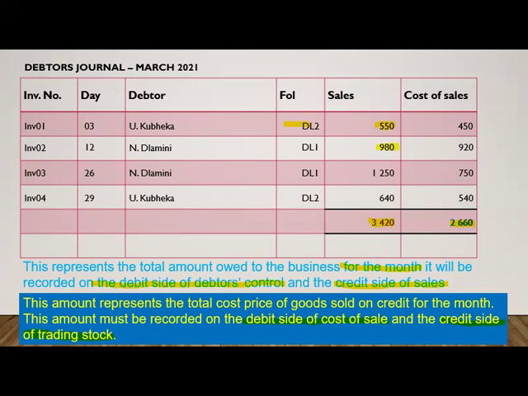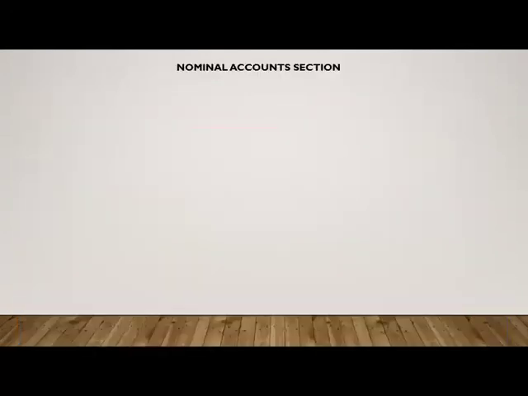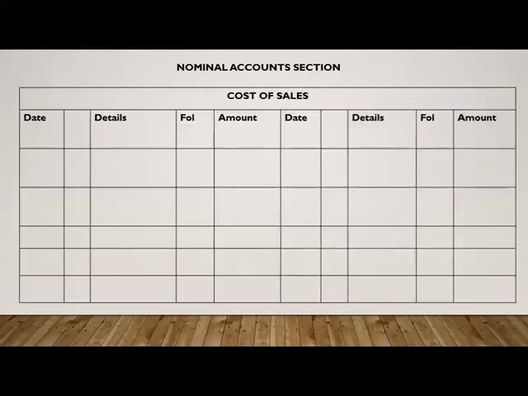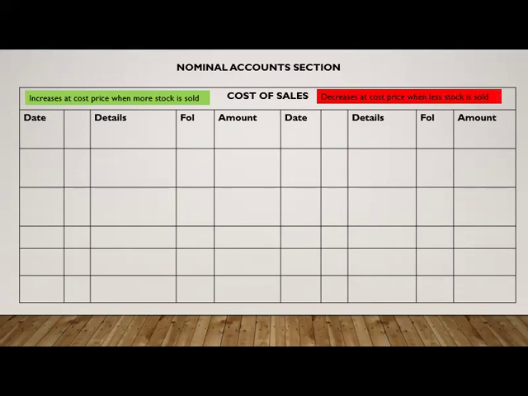You guys are done? What did I say I will do with that amount? 266. So now here's why we report it on the debit side of cost of sales. Cost of sales, first of all, it's an expense. It increases at cost price when more stock is sold. So whenever we sell goods, cost of sales will increase at cost price on the debit side, and it will decrease at cost price when goods are returned. That's it. As I've said, it's an expense account.